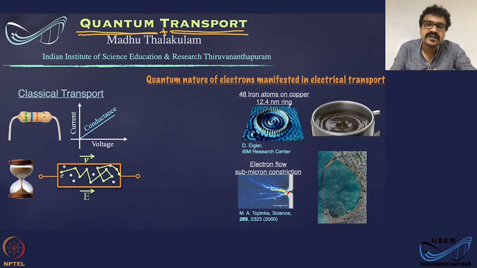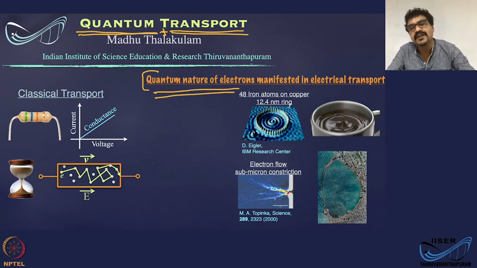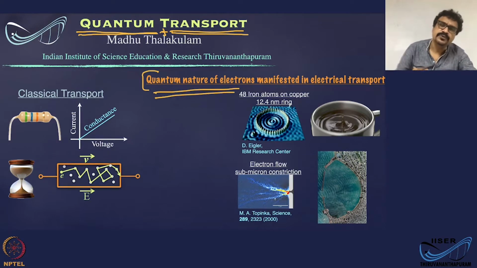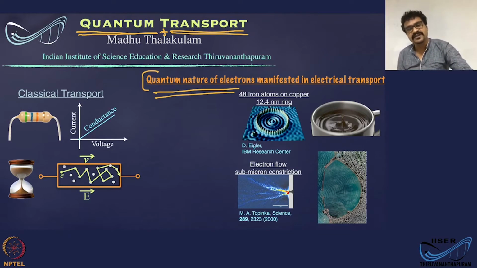Now, when we say quantum transport, it actually means the manifestation of quantum nature of electrons in transport. Now, you might ask, all right, but many of the properties that we use in the transport, such as band gap, effective mass, these are all derived from quantum mechanical nature of electrons.